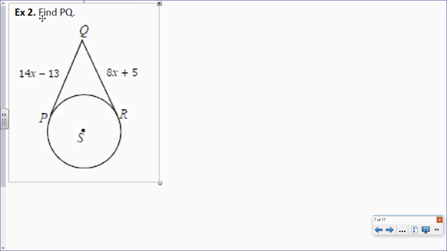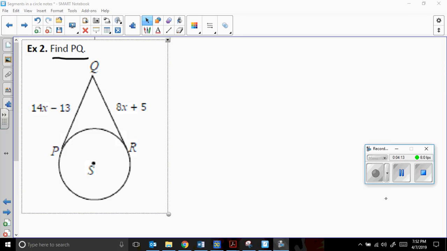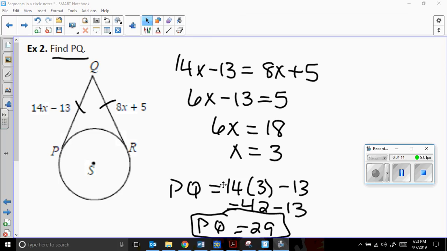All right, so look at example 2. In example 2, we're not just trying to find x, we're trying to find PQ. These are still two tangents. So I want you to pause the video very quickly, and then you go ahead and try to work this out, making sure you actually answer the question. So hopefully you worked this out. You saw that the tangents should have been equal to each other, so we set them equal to each other and solved for x. And we got x is 3, but then because they wanted PQ, we just plug it in, and we find that PQ is equal to 29.